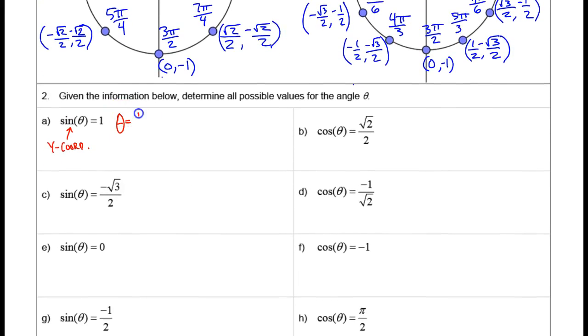And if you answer theta equals pi over 2, you would be wrong, because we did not determine all possible values for the angle theta. Pi over 2 is what is referred to as the primary angle.